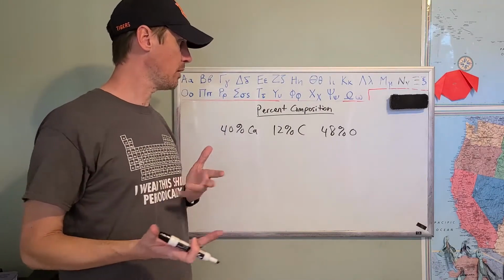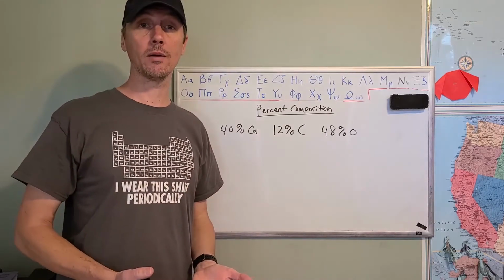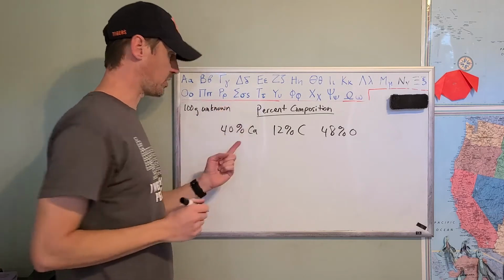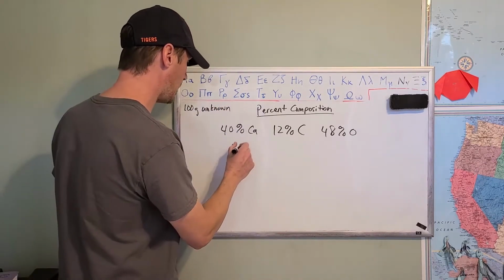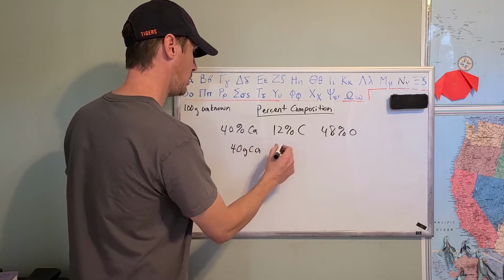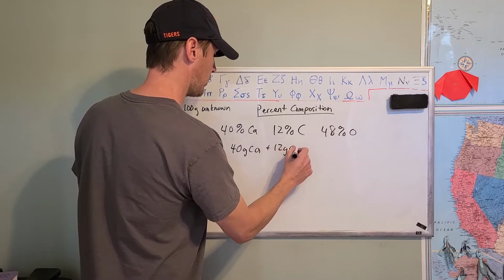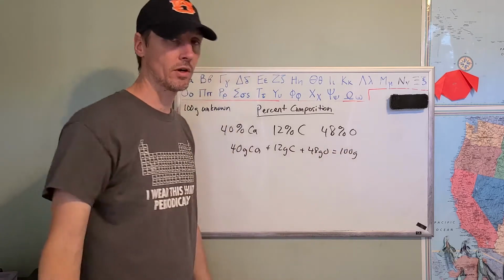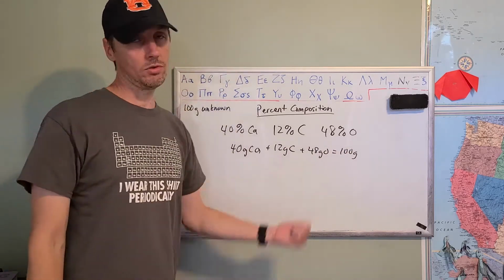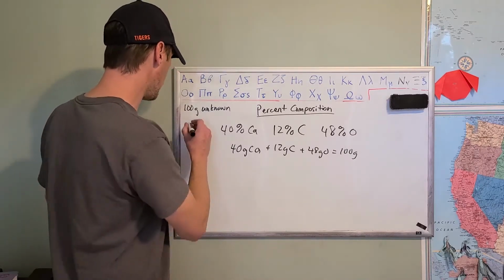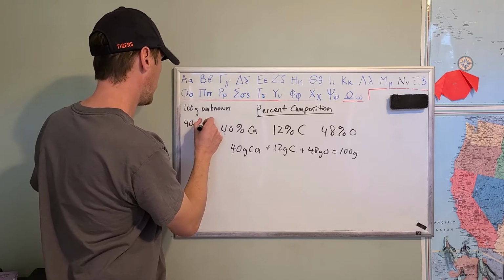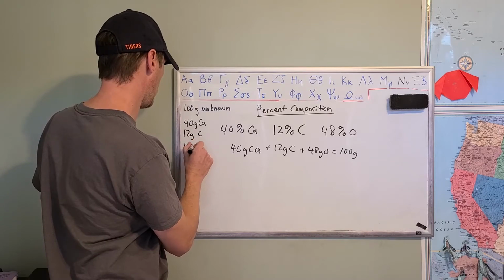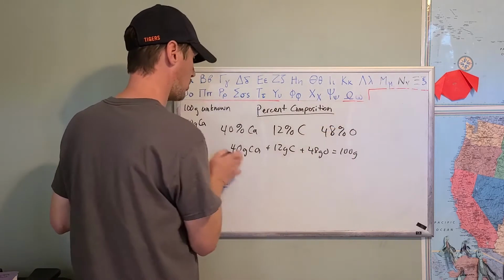Because let's assume that whatever this substance is, we have 100 grams of that substance. So if we have 100 grams of this unknown substance, and this is the percentage of that unknown substance, then that means we have 40 grams of calcium, plus 12 grams of carbon, plus 48 grams of oxygen. That gives us a total of 100 grams of our unknown substance. So these are the numbers that we can use to determine our empirical formula. All right, so I'm going to write those down. 40 grams of calcium over here, 12 grams of carbon, and 48 grams of oxygen.